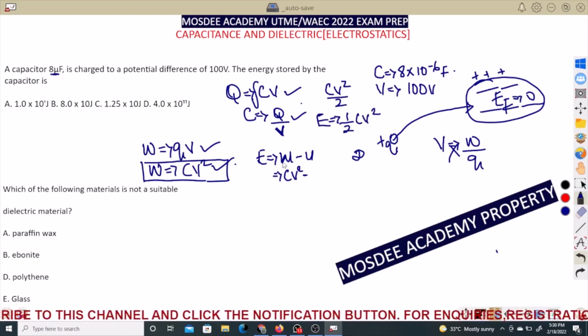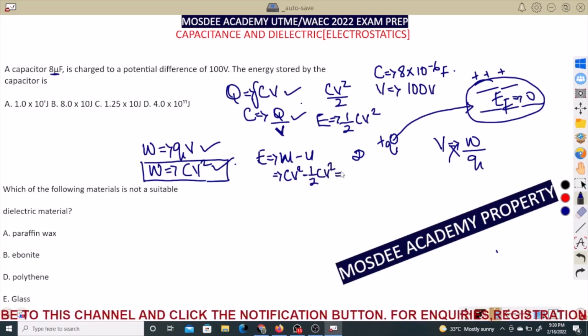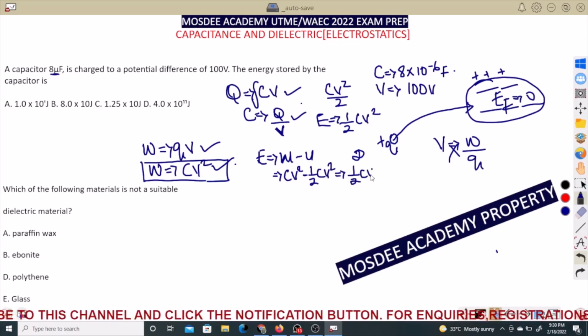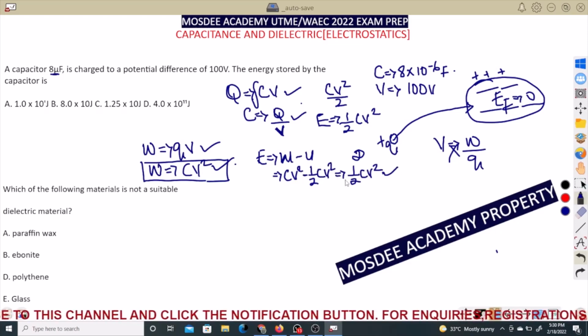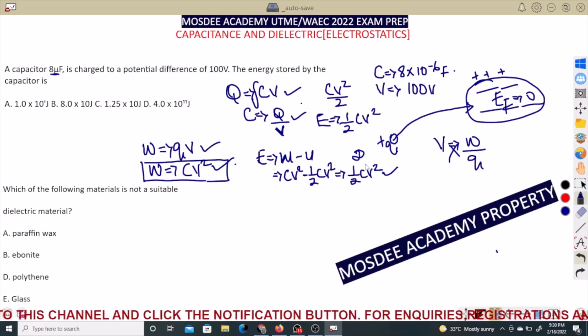So if you remove the work done minus the initial potential energy, it's just like saying 1 minus half. What is 1 minus half? It's still going to give you half CV squared. So we say the interaction energy required to move a charge of a capacitor to a point inside the electric field is always given as half CV squared. Basic, whereby the work done is CV squared, energy equals half CV squared.